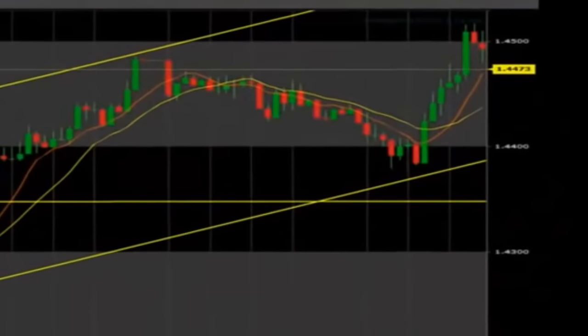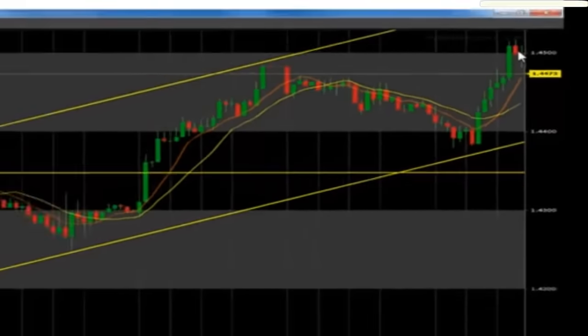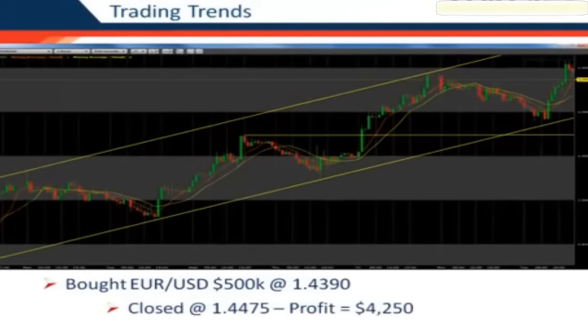We bought euro on the dip at 143.90. The trend line support held and the market rallied up to our take profit level, where we closed at 144.75, creating a profit of $4,250. It needs to be noted that in this strategy, the maximum risk was our 50 points or $2,500.